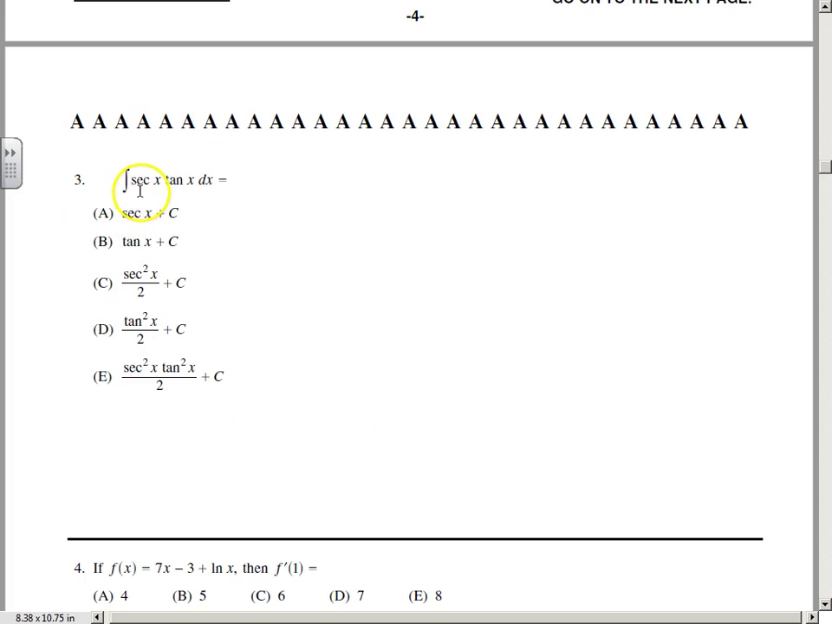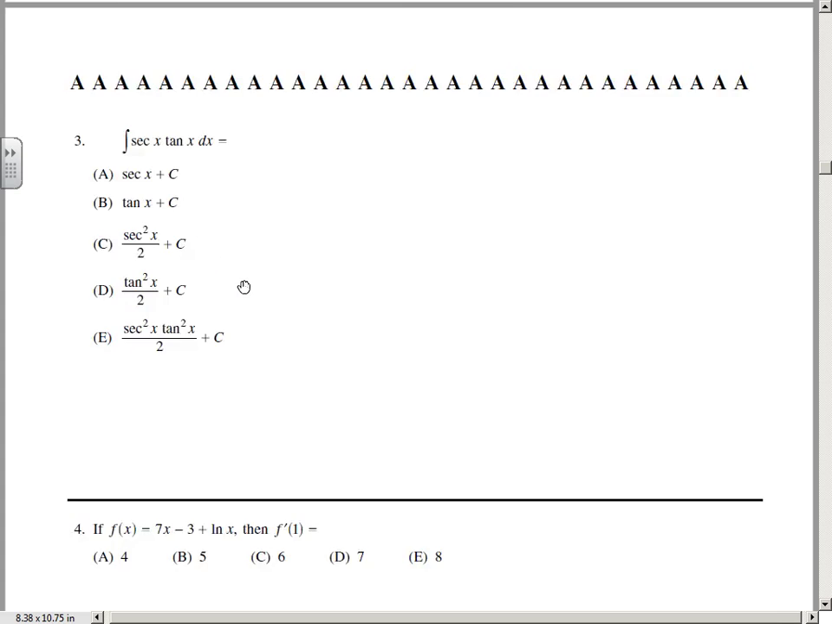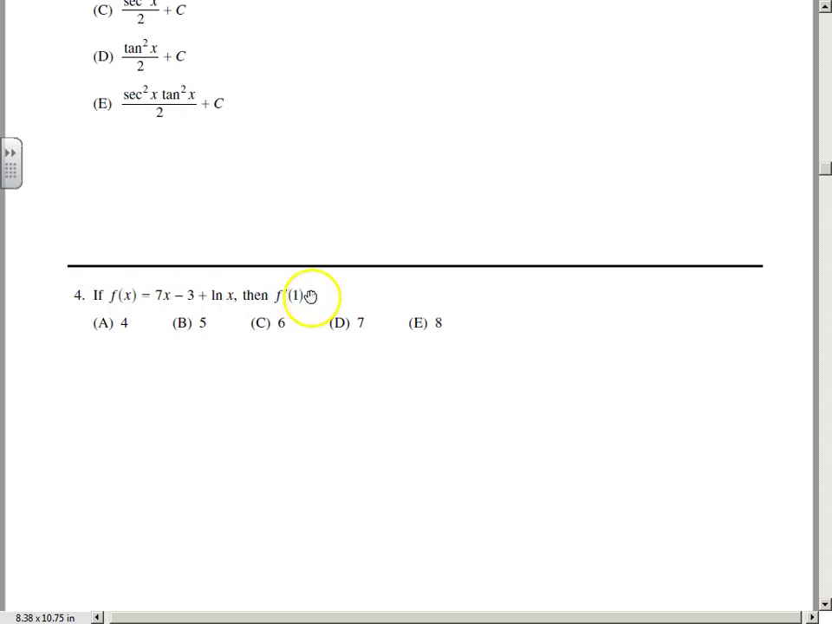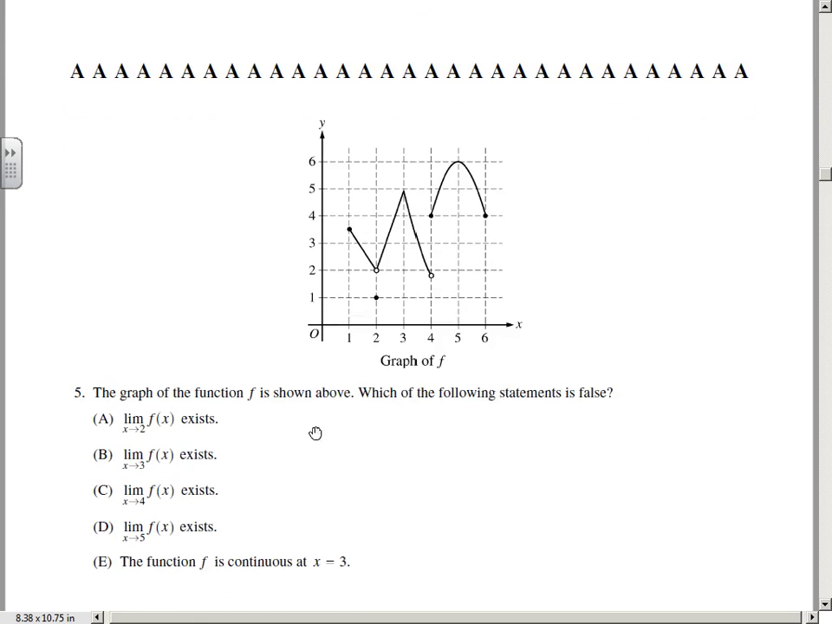Does that mean that we can only do numbers 1 and 2? No, because look at number 4. Oh my goodness, that's so easy. Take the derivative and plug in. Unless you don't know the derivative of ln of x, you haven't studied your forever cards. Okay, next one.